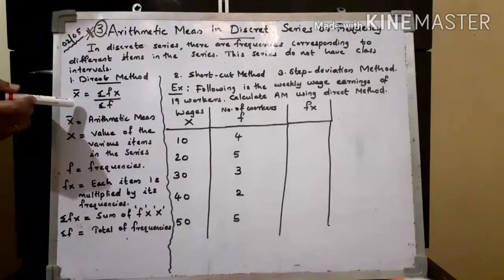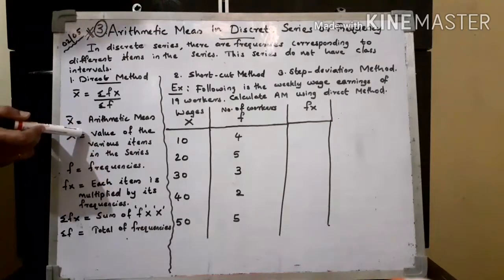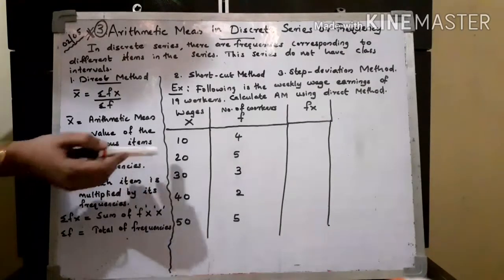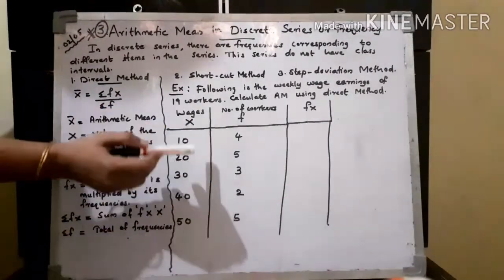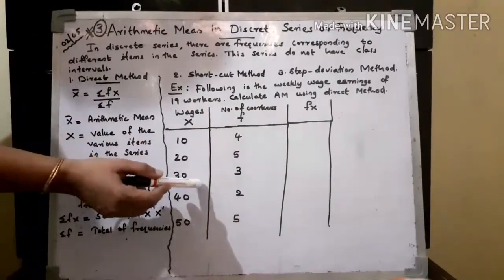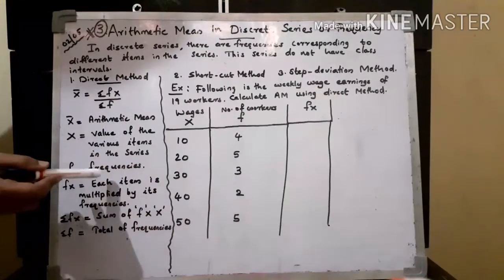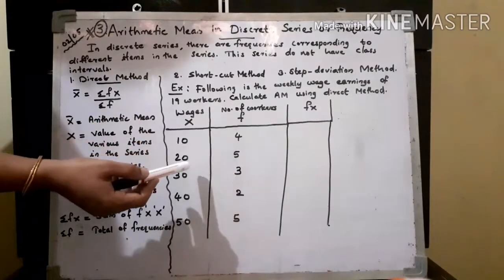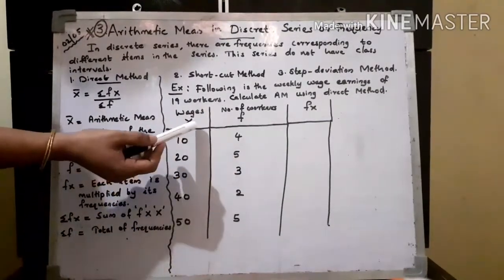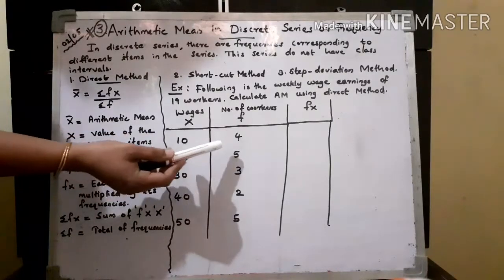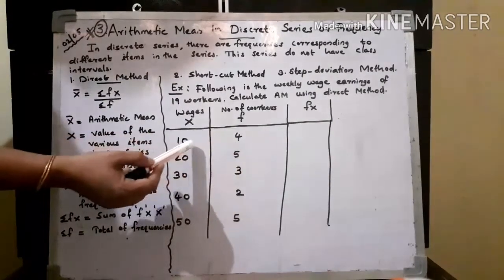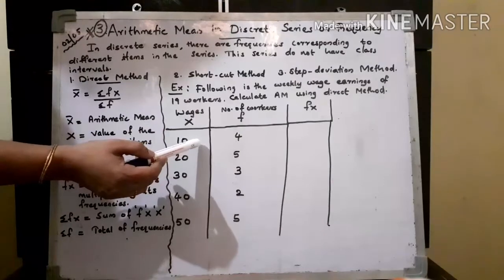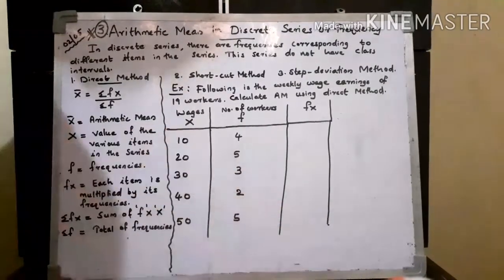X bar is equal to arithmetic mean. x is equal to the value of the various items in the series. These we call x. This is the values or variables given in the series. Then f is equal to frequency. Frequency means the number of times a particular variable is repeating. Suppose in this example, wages 10 rupees. How many workers are getting 10 rupees? 4. So 4 is the number of times a particular variable is repeating. So f is equal to frequency.